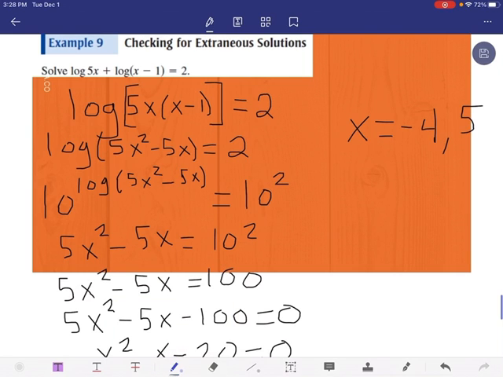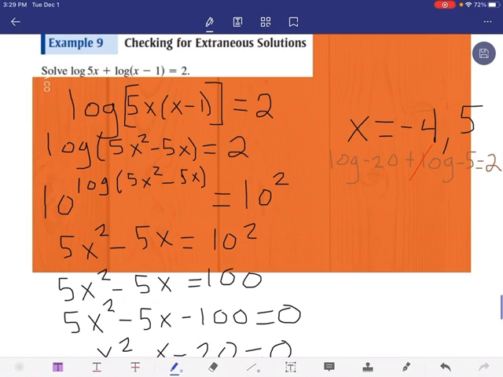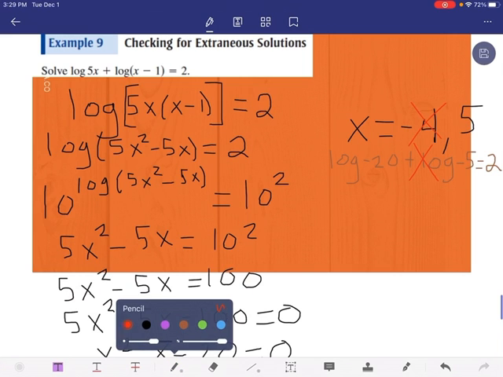However, be careful, because notice if I was to go in and plug that negative 4 in, I would have log of negative 20, because negative 4 times 5 is negative 20, plus log of negative 5 equals 2. And that is a big no-no. We're not allowed to have negatives inside of our logarithm.